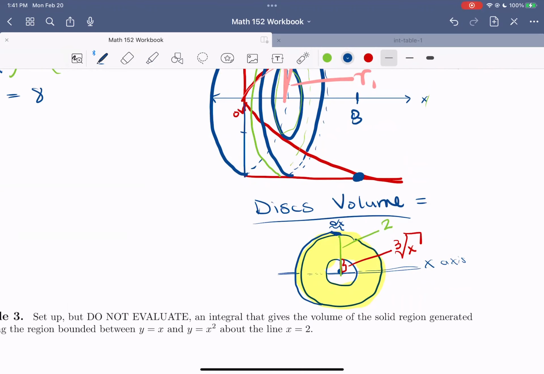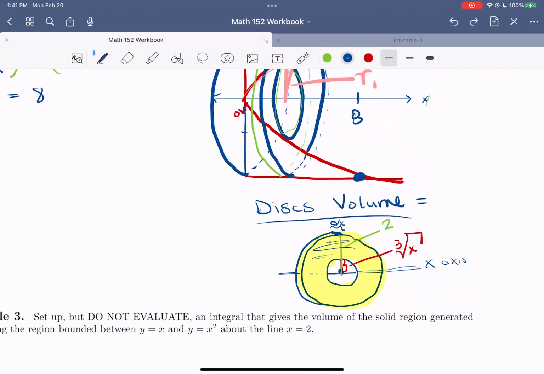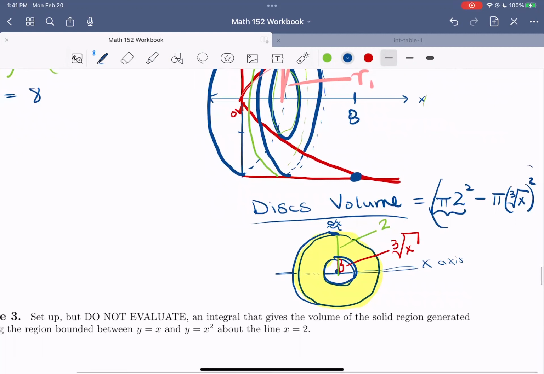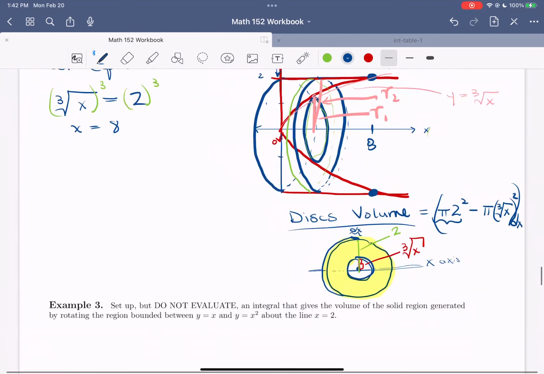And now to compute the volume, we need the area of the yellow part that we shaded over. So that area is going to be pi r squared, so the area of the larger part, minus the area inside that we want to remove. So minus pi cube root of x squared. And then to that, we need to multiply by dx, the little change of x. Okay, so now we have the volume of one disk set up.